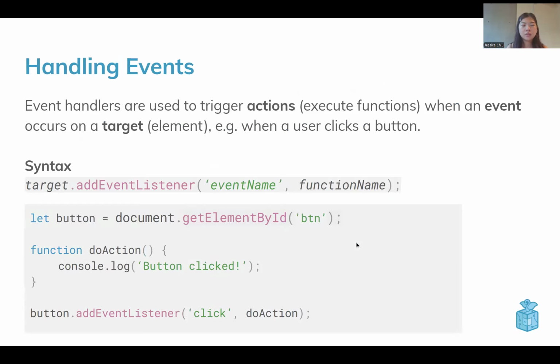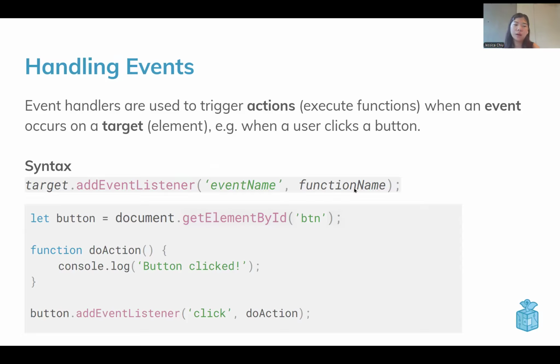Okay. So, how do we actually handle these events? Well, we use event handlers to trigger actions when an event occurs on a specific target, okay? So, you can see here, if we want to add an event listener to a specific target, we can do the name of the target dot addEventListener, then what the event is, and the function name that you want to call when that event happens.